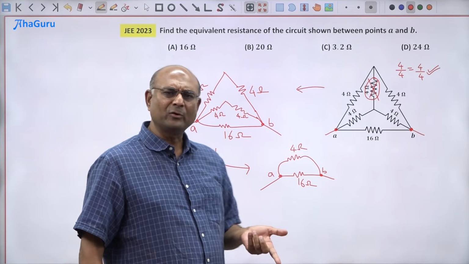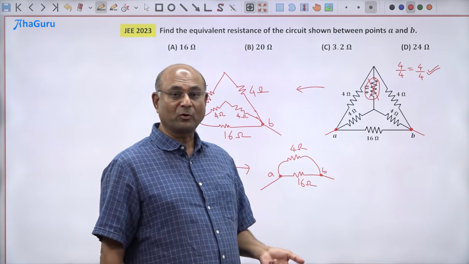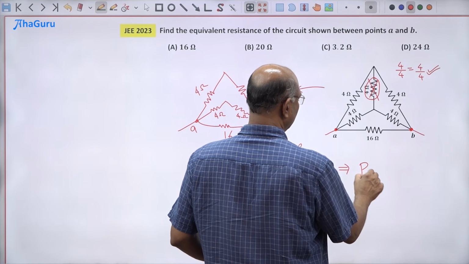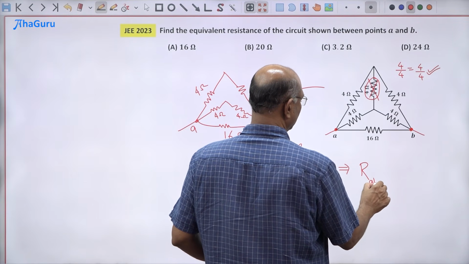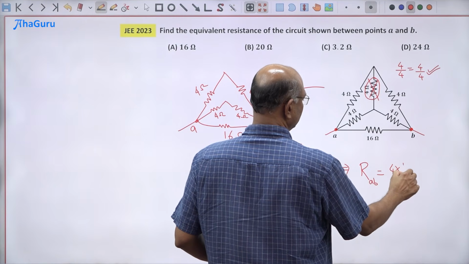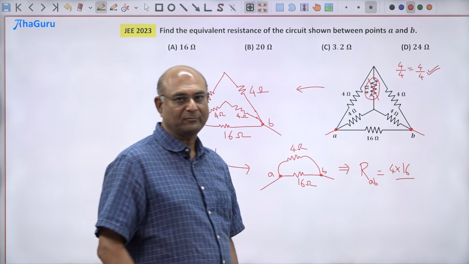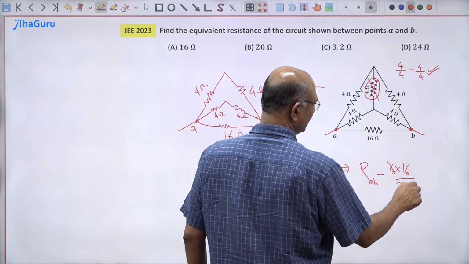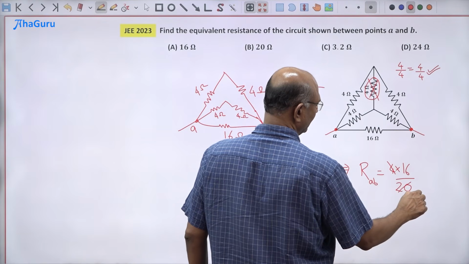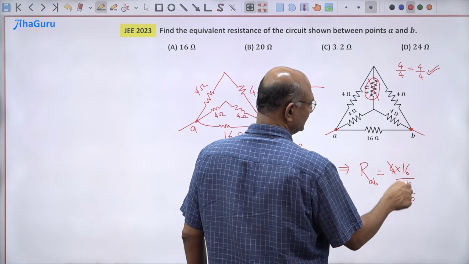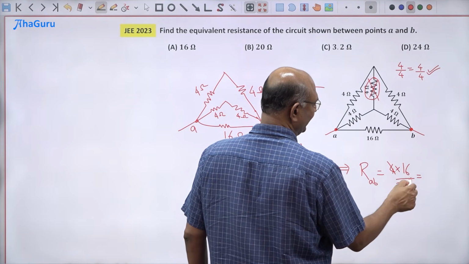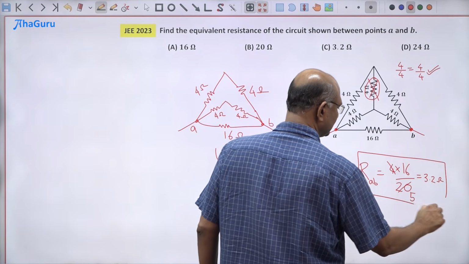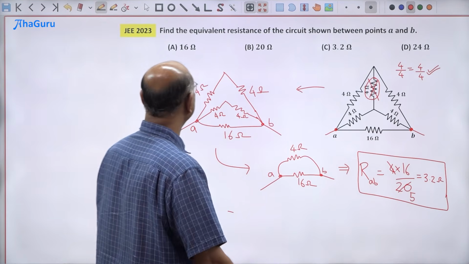And this parallel we can do easily. 4 into 16 by 4 plus 16. So this is going to tell us that RAB or R equivalent is 4 into 16 by 4 plus 16. 4 plus 16 is 20. So if I cancel this out, this is going to give me 5, right? So that is 16 by 5 is 3.2, right? 32 by 10, 3.2. And so the answer is RAB is 3.2 ohms.